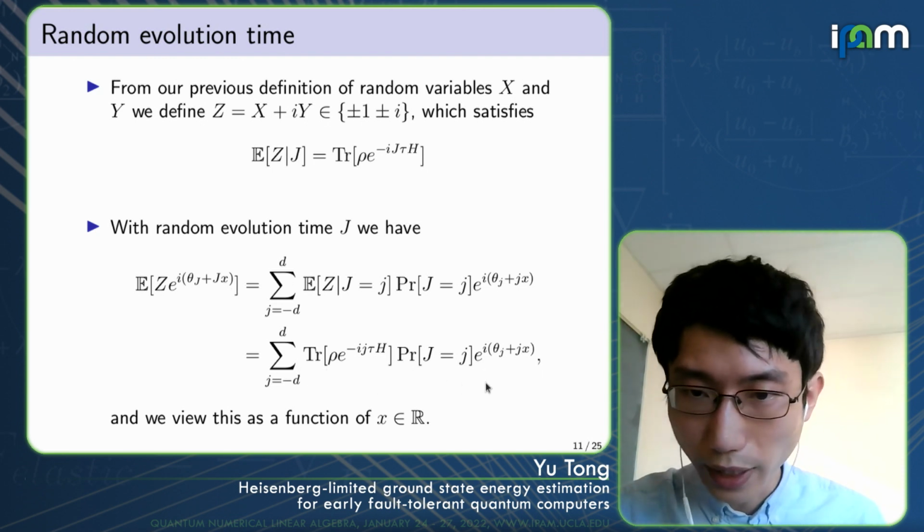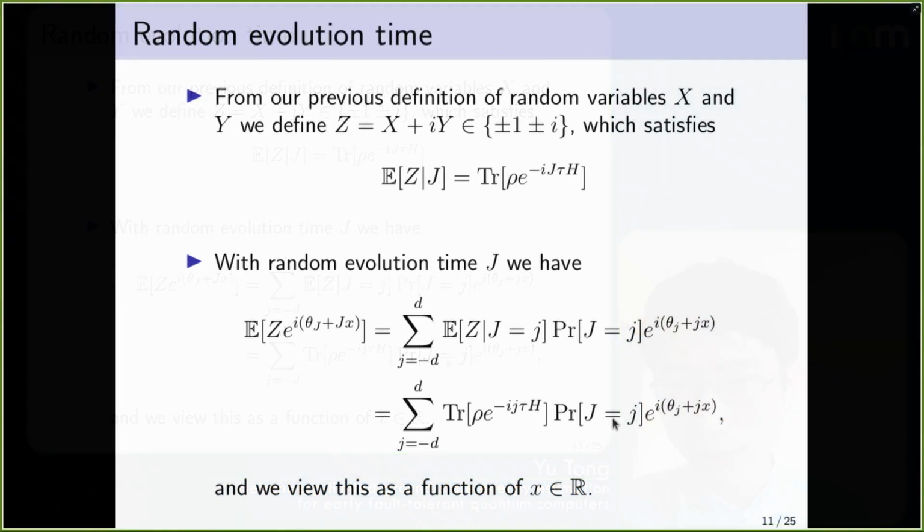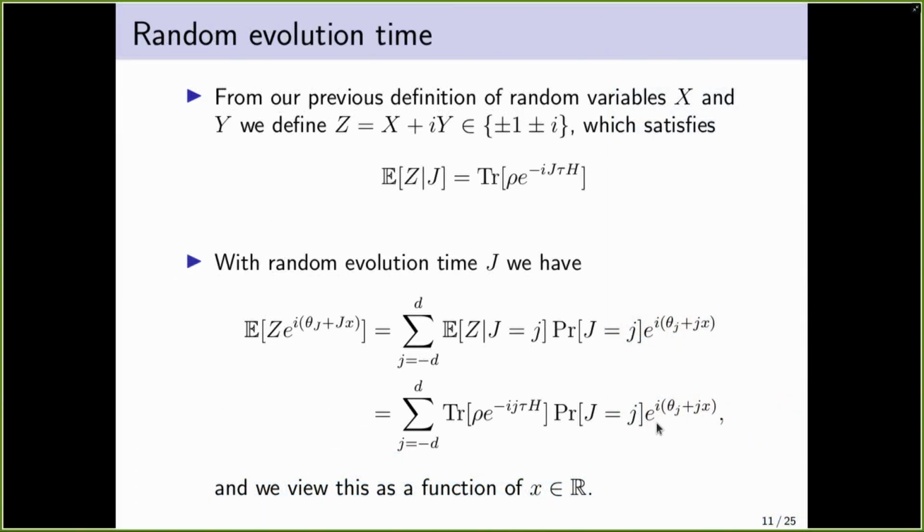So just look at here. This whole thing we can view as some kind of coefficient. And here we have an extra phase factor e to the i theta J, and we have this term e to the i J X. These are Fourier modes. So this whole thing is actually a finite sum of Fourier modes, and we view this as a function of the real-valued variable X.